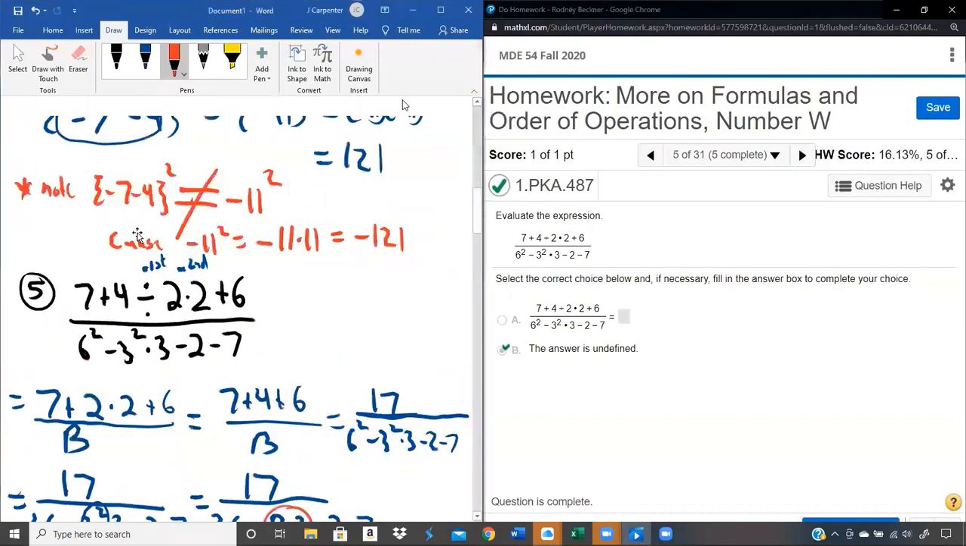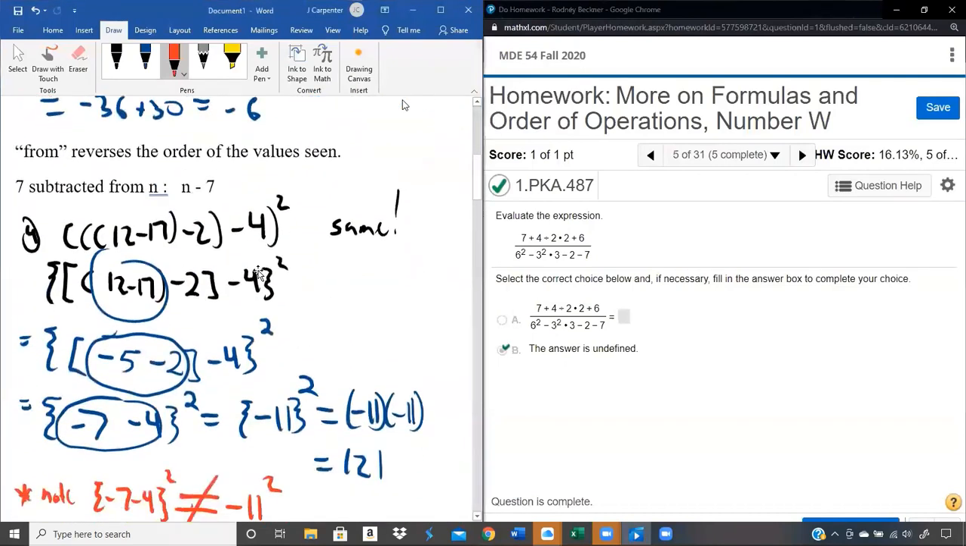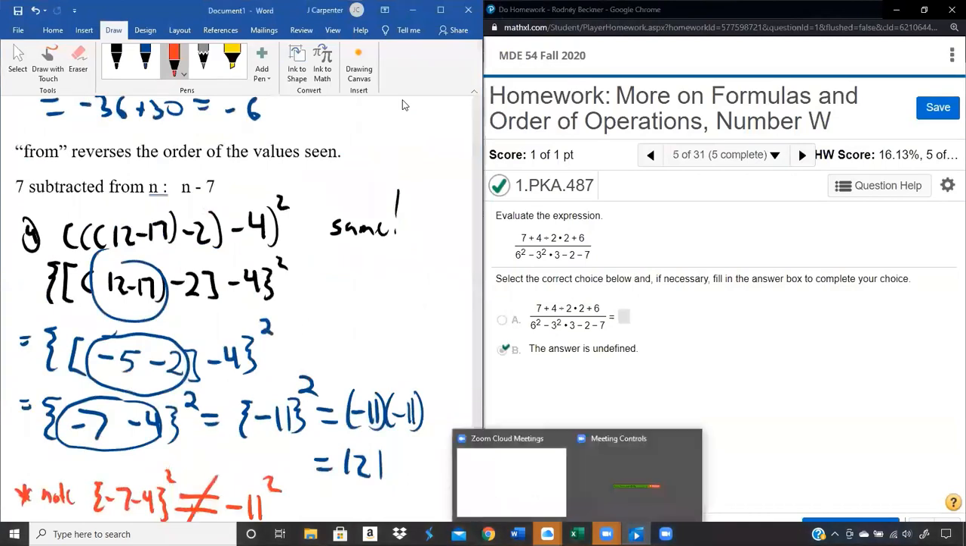I also said I'd show the previous example, this one, the one with all the parentheses and brackets and such.